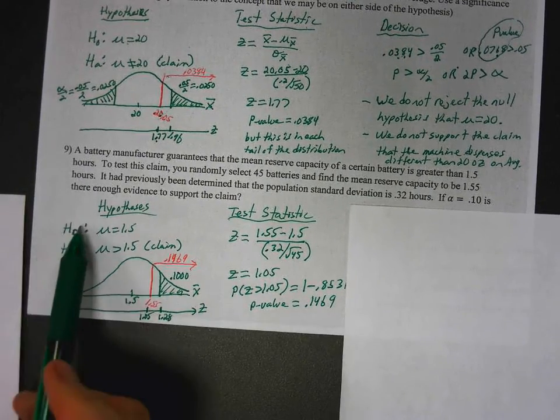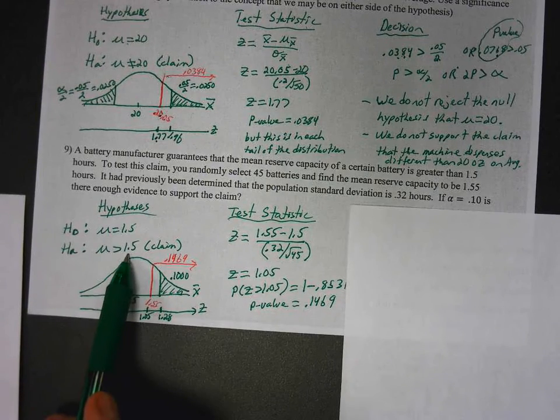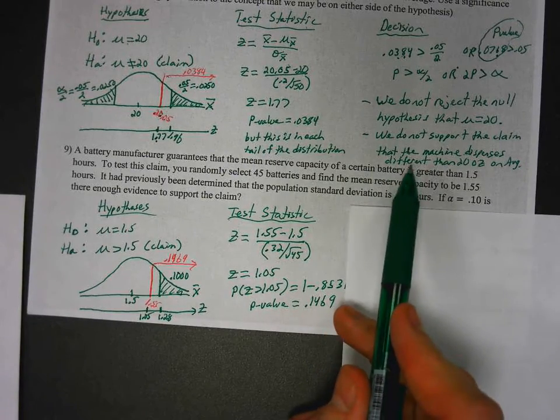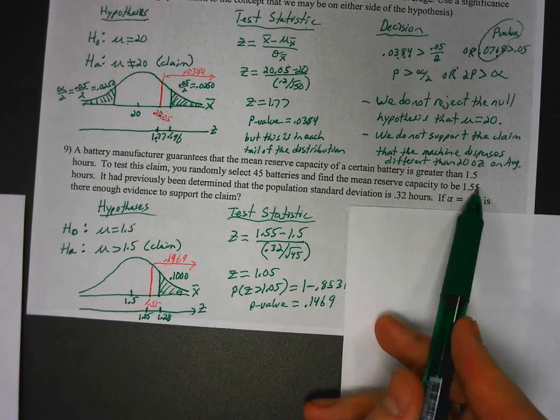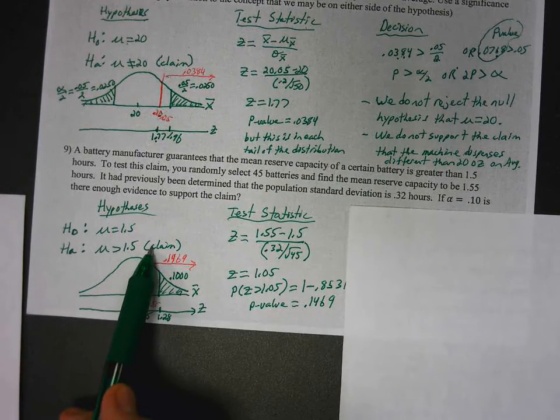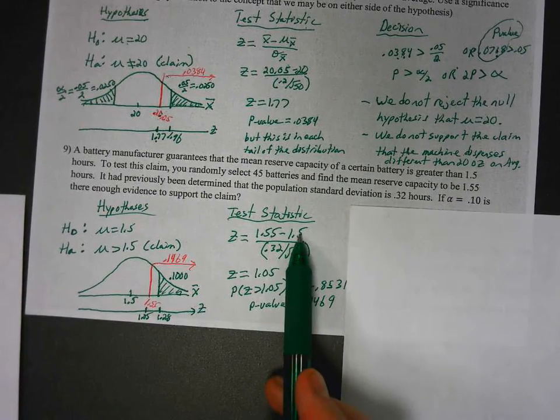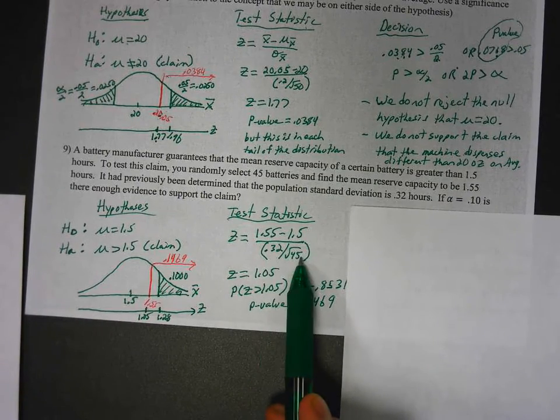The null hypothesis was that mu equals 1.5. The alternative is that mu is greater than 1.5, because they're saying that the mean reserve capacity of the battery is greater than 1.5. So that's what they're claiming, that mu is greater than 1.5. You find the test statistic by doing x bar minus mu sub x bar, divided by sigma over the square root of n.